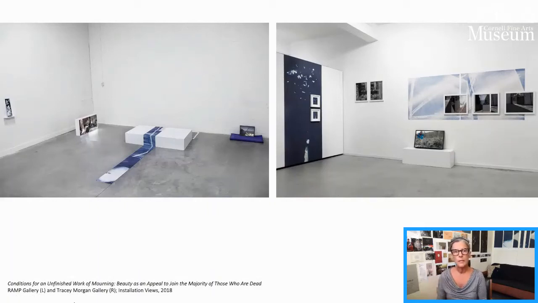Sorry. So these are some install views from two subsequent iterations of this work at a couple of different spaces. And I just want to acknowledge that it was this series that really established my desire to extend my approach to photographic practice a bit by returning to one of its most basic techniques. So the photogram and direct contact printing, just really using the light of the sun to expose the images.